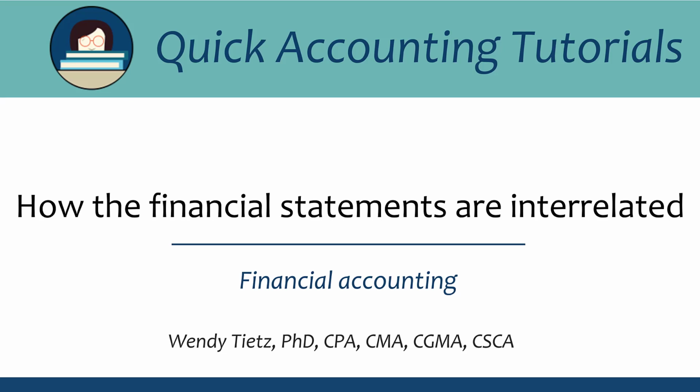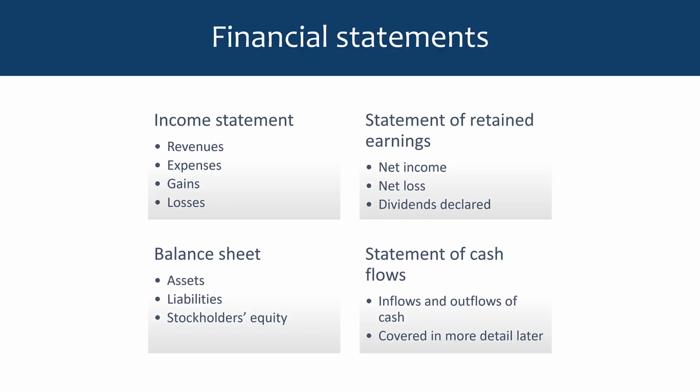In this video, we're going to talk about how the financial statements are interrelated. First of all, what statements are we talking about? We're talking about the income statement. The income statement will hold revenues, expenses, gains, and losses. We're also going to talk about the statement of retained earnings. That starts with beginning retained earnings and adds net income or subtracts net loss and subtracts dividends declared.